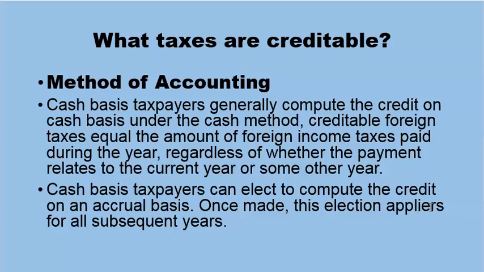Cash basis taxpayers generally compute the credit on a cash basis under the cash method. Creditable foreign taxes equal the amount of foreign income taxes paid during the year, regardless of whether the payment relates to the current year or some other year. Cash basis taxpayers can elect to compute the credit on an accrual basis. Once made, this election applies for all subsequent years.